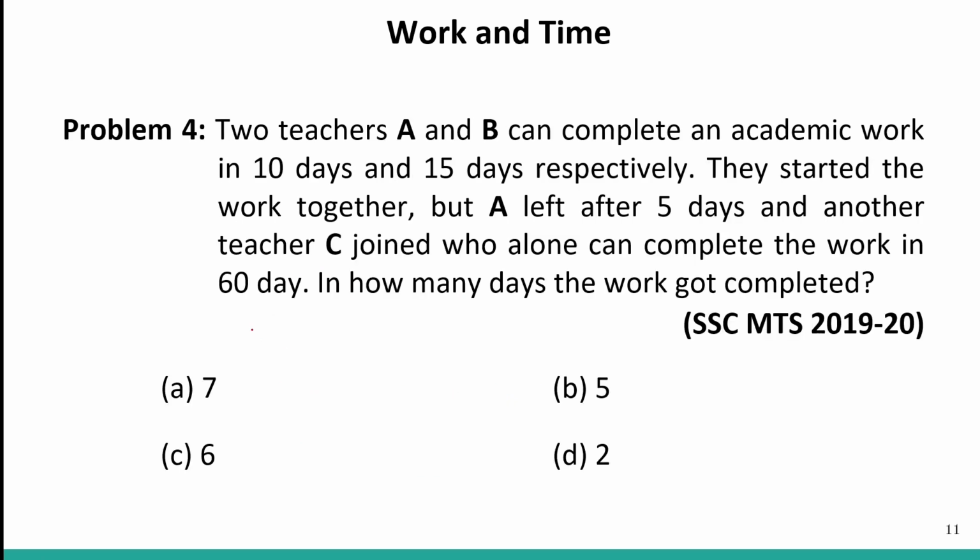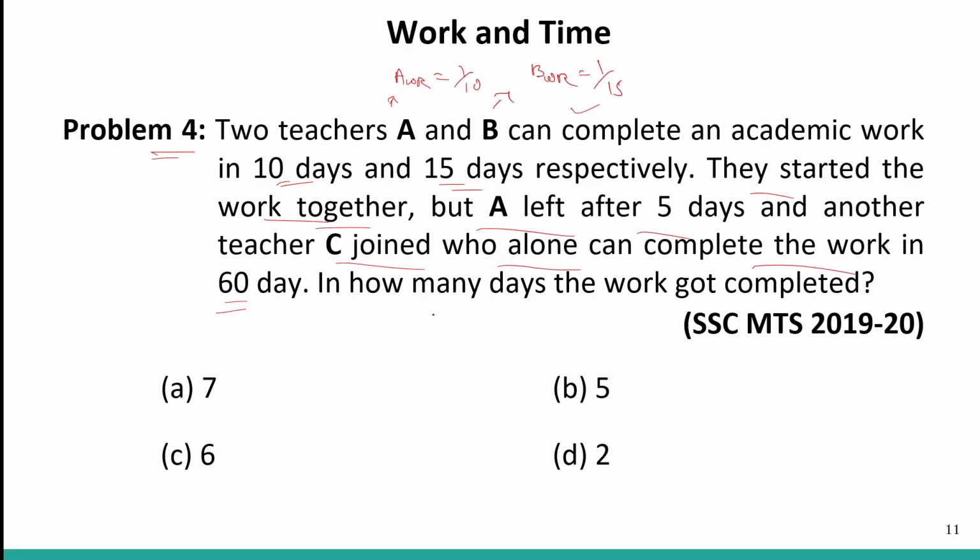Okay, so let's go for problem number 4. Two teachers A and B can complete an academic work in 10 days and 15 days respectively. So A's work rate, AWR, is equal to 1 by 10 and BWR is equal to 1 by 15, right? So they started working together, but A left after 4 days and another teacher C joined, who alone can actually complete the work in 60 days.